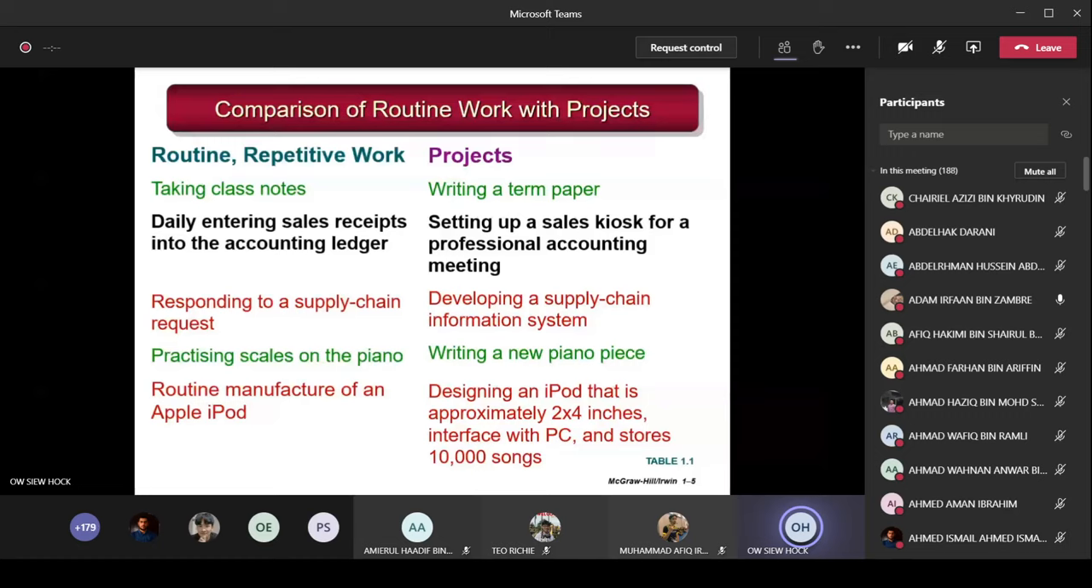So routine manufacture of an Apple iPod. In the factory, every day manufacturing, okay? That is routine repetitive work, so it cannot be classified as a project. But designing an iPod that is approximately 2x4 inches, interfaces with a PC, and stores 10,000 songs, that is one-time work, known as a project. So you must know how to differentiate work which is routine, repetitive work, and those that can be classified as projects. Okay, any questions?